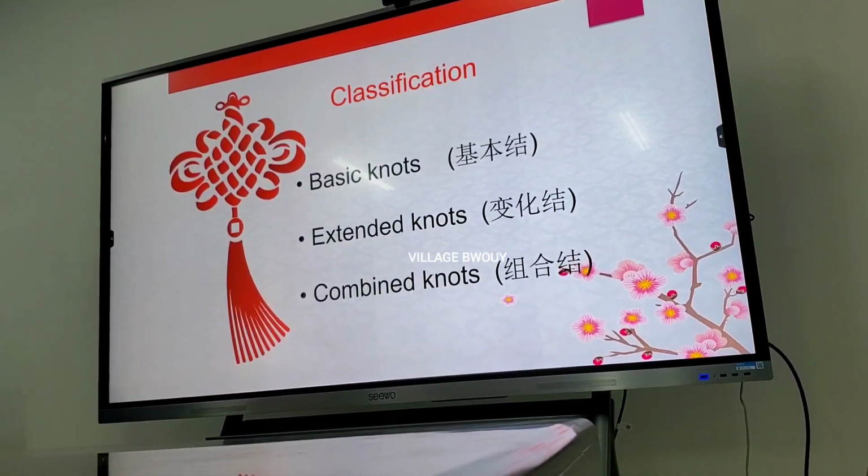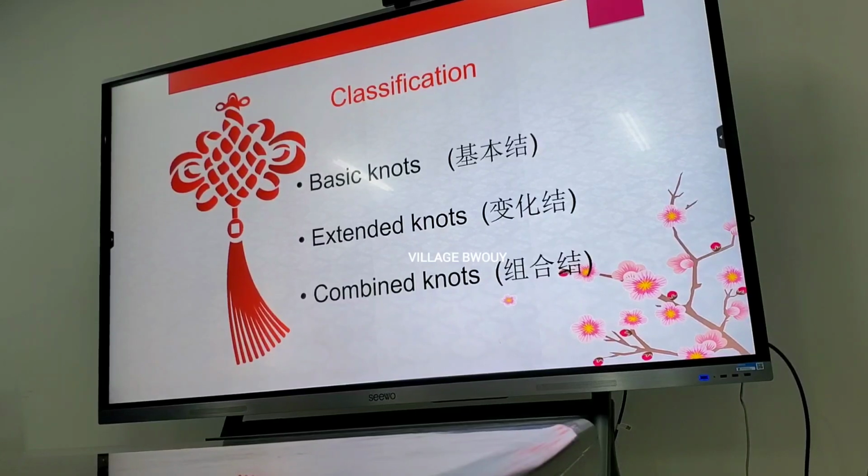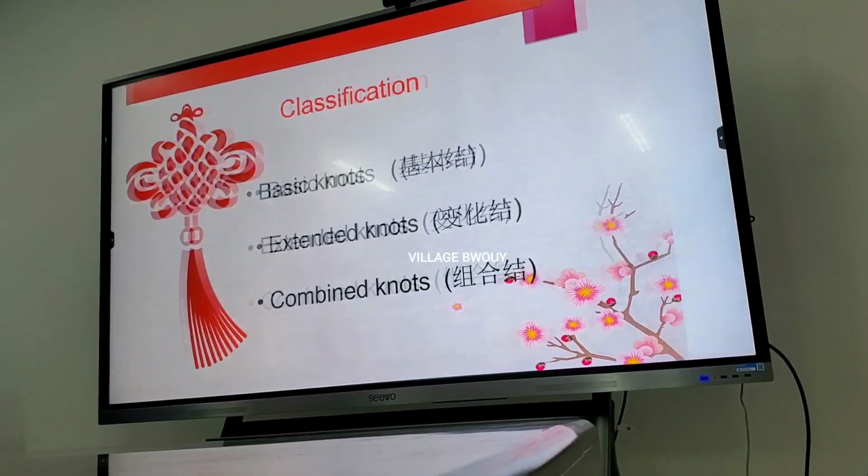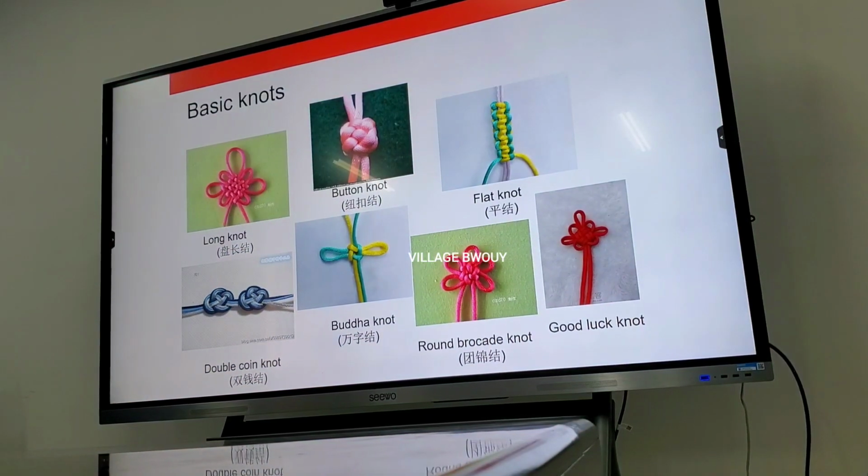Generally, just like I said, there are more than 200 types of Chinese knots, and there are basic ones and the extended ones or combined ones. Let's take a look. And these are very basic ones, like the long knot.